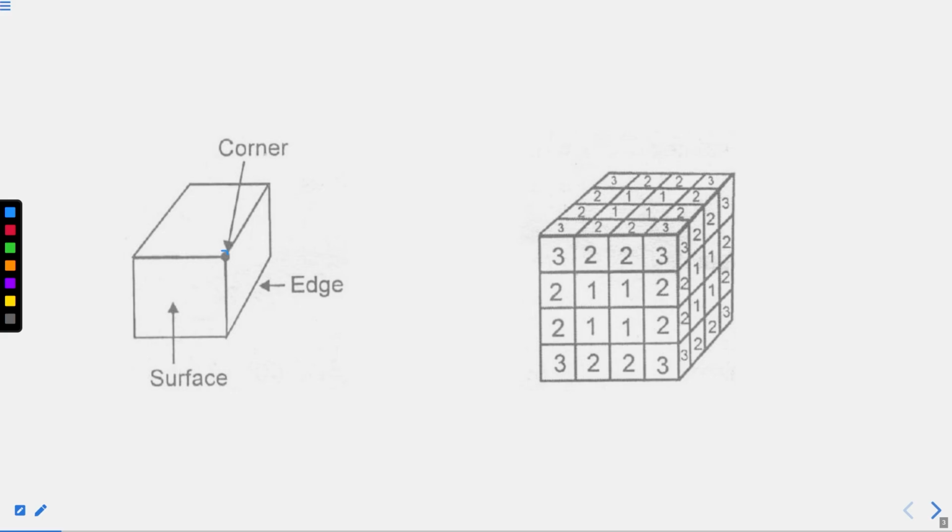So this dot is a corner or a vertex. Then edge, surface, or we can directly say face, right? So total how many faces are there? 6 faces with 12 edges and 8 vertices. Why am I repeating everything again and again? So that you are able to remember and retain these things while attempting different questions, right?